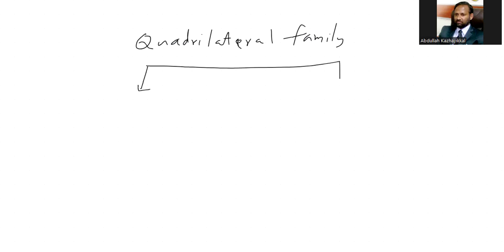The quadrilateral family's first one has two members, one brother and one sister. The sister is unmarried. Her name is the kite. Listen carefully. Everybody knows a kite. What is the property of a kite? Adjacent sides are equal. If this is 7 centimeters, this is also 7 centimeters. If this is 10 centimeters, this is also 10 centimeters. That is a kite. She is not married, no children.